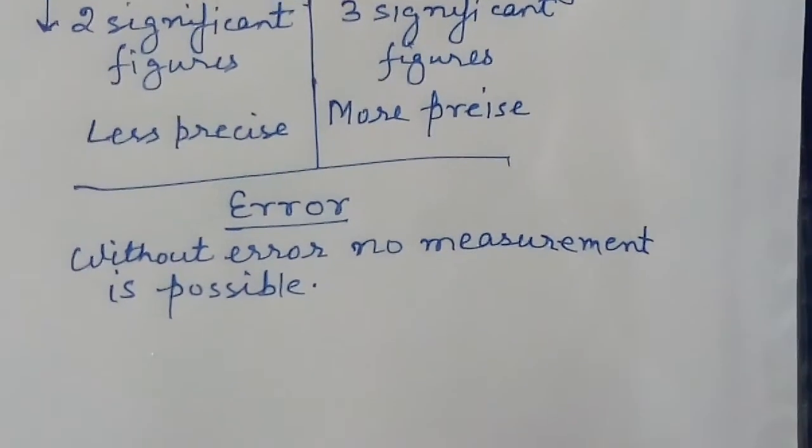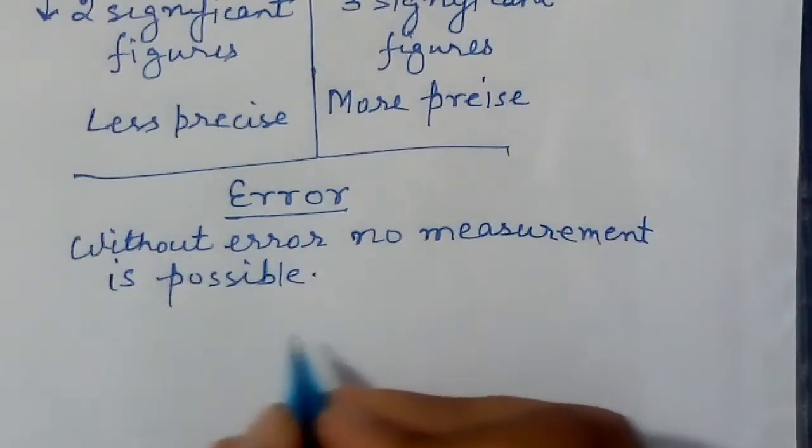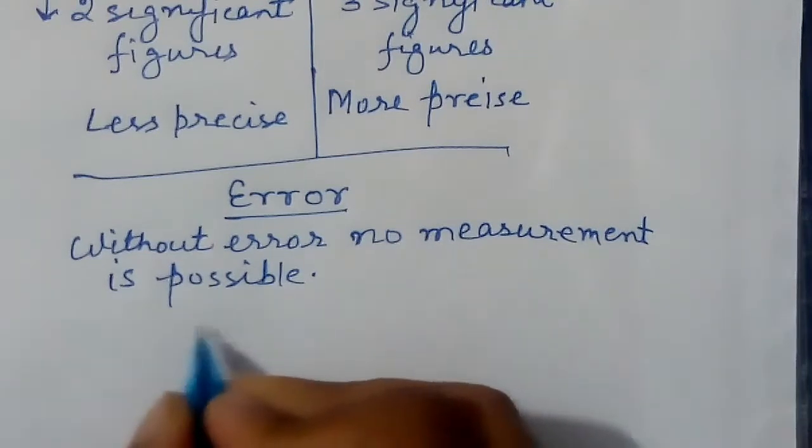Now the types of error: we have generally categorized the errors into two basic parts. First one is types of error.